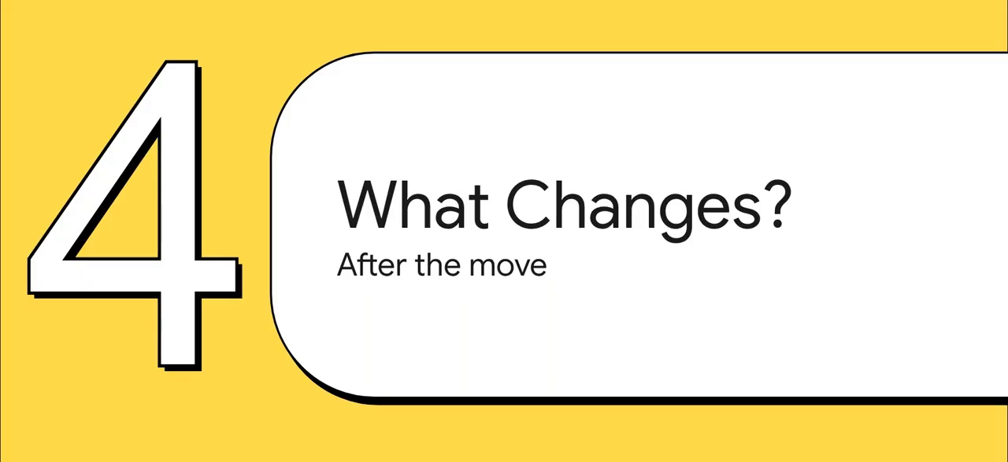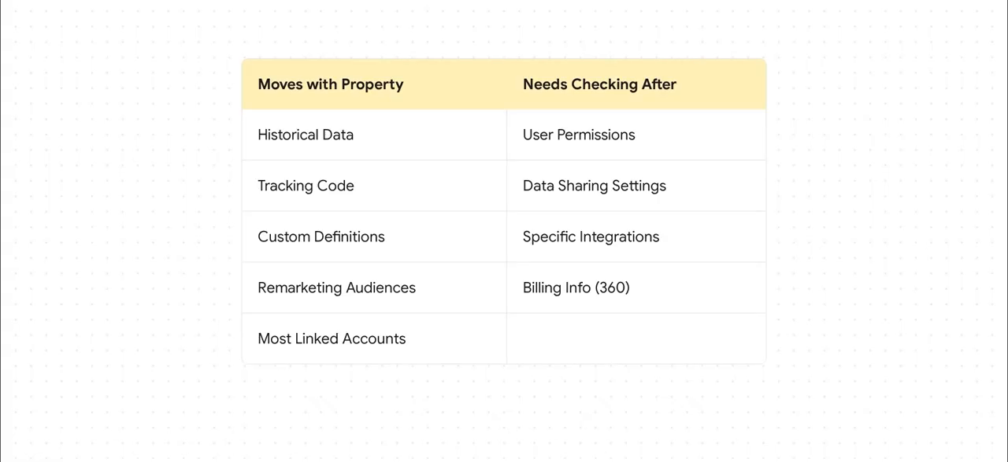Okay, the move's done. High five. But what actually came along for the ride? It's really helpful to know what moves automatically and what might need a little bit of your attention afterwards. So here's the really great news. All your most valuable stuff, like all that historical data, it's safe. It comes right along with it. And, this is huge, your tracking code does not change. That means no updating your website. Your custom definitions, your audiences, and most of your linked accounts like Google Ads will also come along. The only things you really need to double-check afterwards are your user permissions and those data sharing settings, since they'll now be following the rules of the new account.